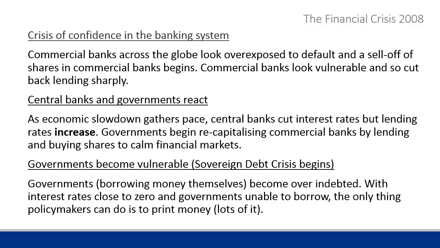Central banks and governments react worldwide. Central banks start cutting interest rates as the recession appears, and governments start pumping money into commercial banks with the hope of rebuilding the balance sheets to try to calm financial markets. However, because governments are spending so much money recapitalizing commercial banks, they themselves become vulnerable, and the sovereign debt crisis begins. The governments have borrowed so much money, there's now a doubt over their ability to repay the debts themselves. Credit ratings agencies downgrade the credit ratings for these economies, and so they're unable to service their debts. So the only thing left is for central banks to start to print money, and we call that quantitative easing. Lots of money.